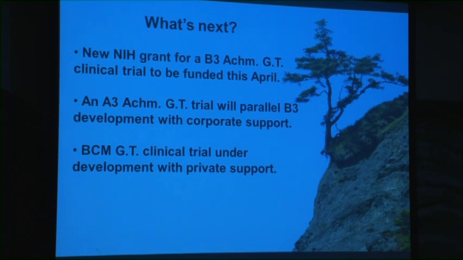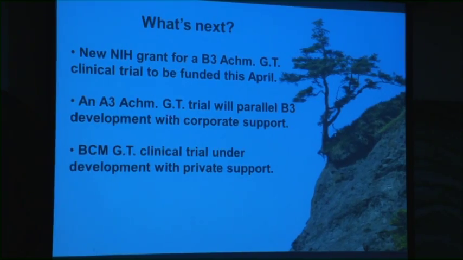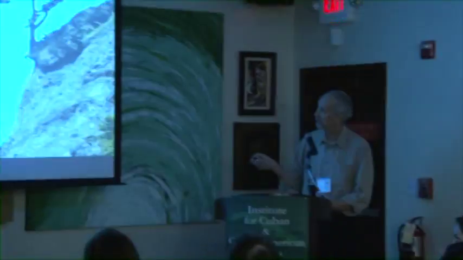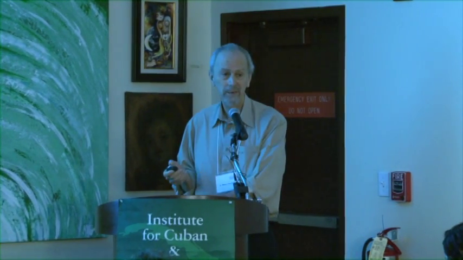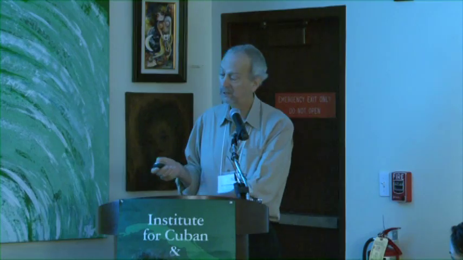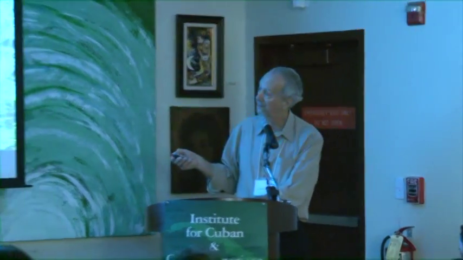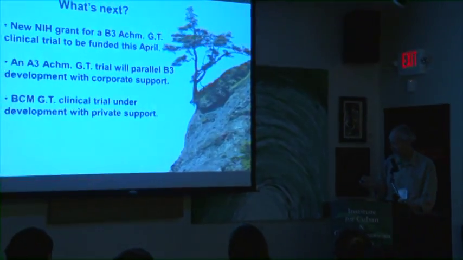Secondly, since B3 and A3 achromatopsia patients have essentially identical clinical presentations, A3 patients will be discovered and characterized during the B3 natural history study. So the A3 clinical trial will actually proceed in parallel with B3, and that will be separately funded through corporate support. So A3 and B3 achromatopsia are on track. And the BCM gene therapy clinical trial is under development, and that's funded with private support. So at least three of the major cone-specific foveal diseases, I think, have a future in the clinic, at least testing in the clinic.